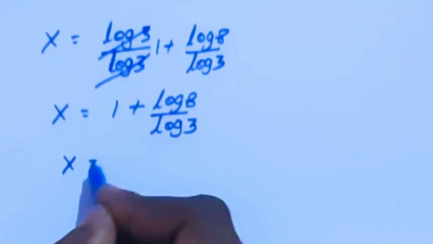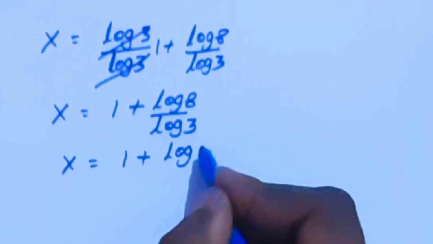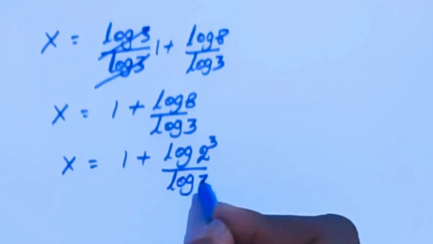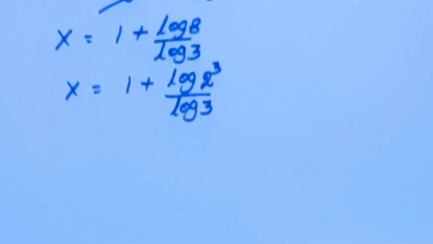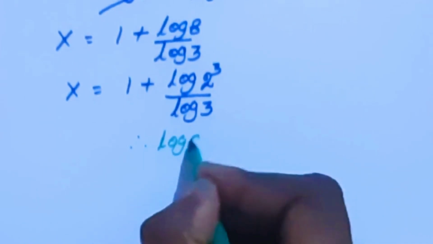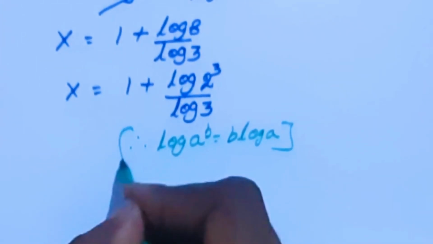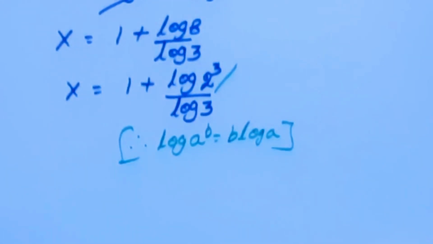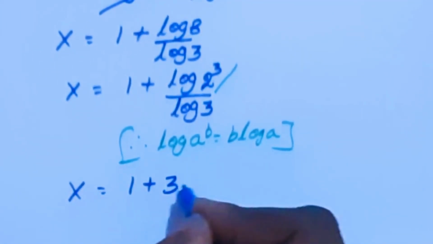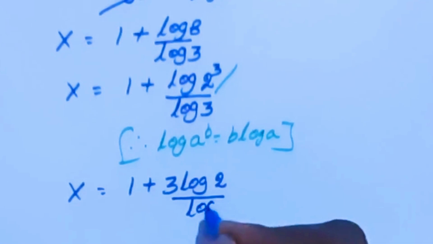Now x equal to 1 plus log, this 8 can be written as 2^3, divided by log 3. Now we are going to implement this log power formula here. Log a^b equal to b log a. This we are going to implement here. So we'll get x equal to 1 plus 3 log 2 by log 3.